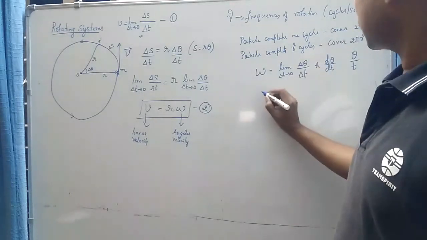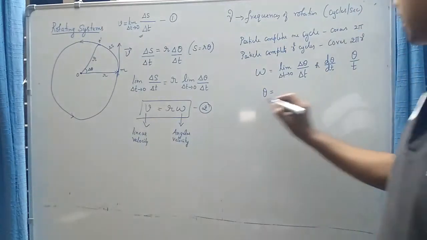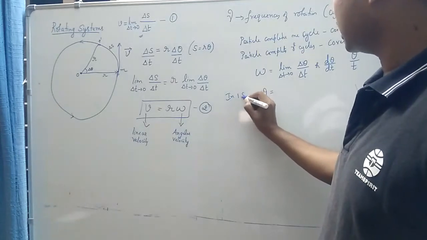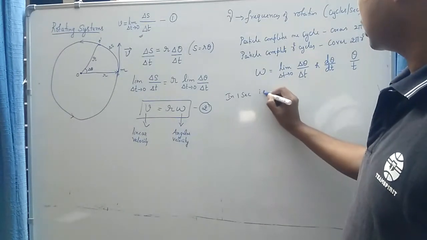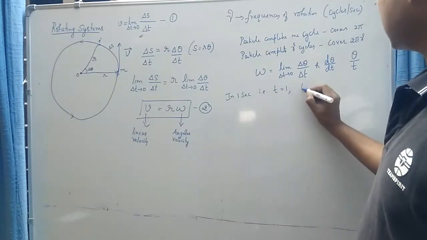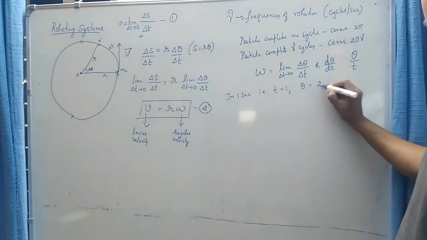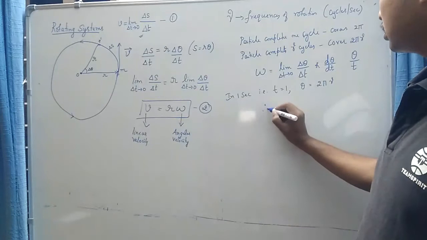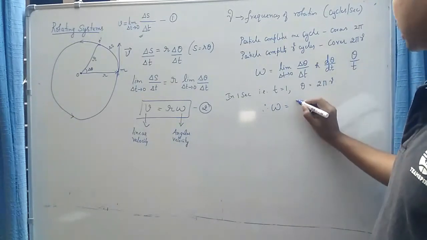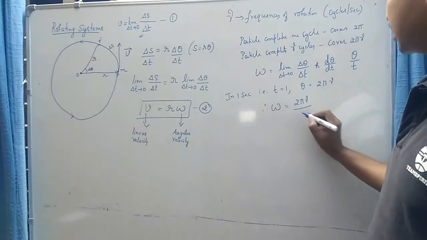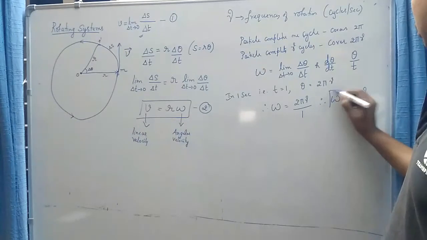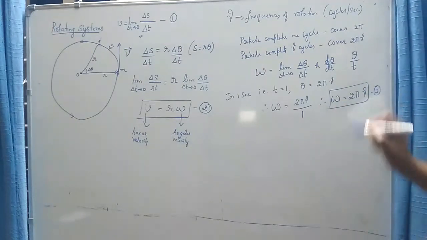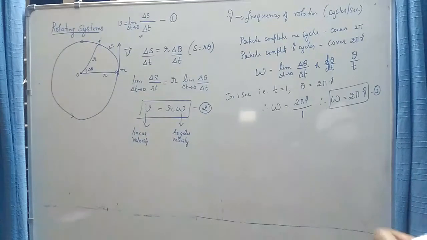Here in this case, what is the total angle covered in 1 second? In 1 second, that is t is equal to 1, the total angle covered is 2 pi into nu. Therefore, the angular velocity omega is equal to total angle covered 2 pi nu divided by time, that is 1 second. So therefore we get omega is equal to 2 pi into nu. So the angular velocity of the particle exhibiting rotational motion is related to the frequency.